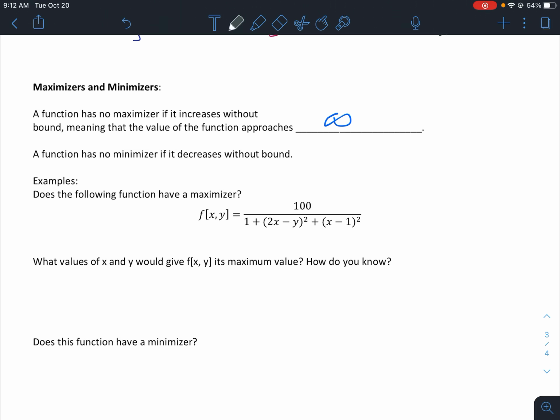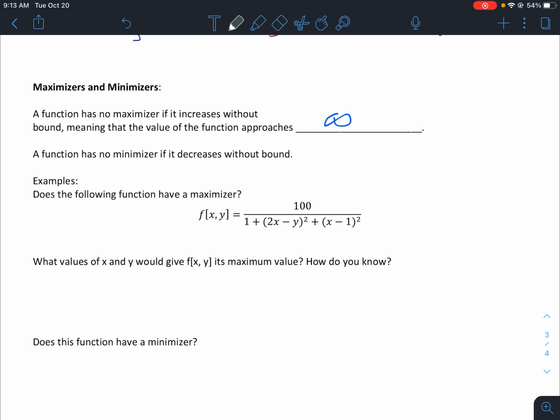Does this function have a maximizer or a minimizer? You could look at that, and obviously it does have a maximum. You should be able to tell that by looking at the function here. If we make the denominator as small as we possibly can, then the function would have a maximum, okay? So what values would give you that? We want to know basically if the denominator was as small as it can be. Because the second and third terms there are squared, we want those to be 0. And if that was true, the denominator would be 1.